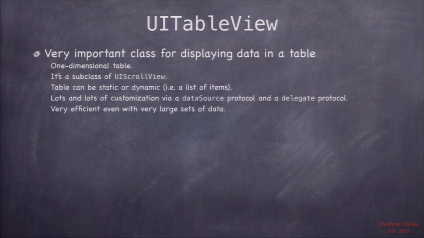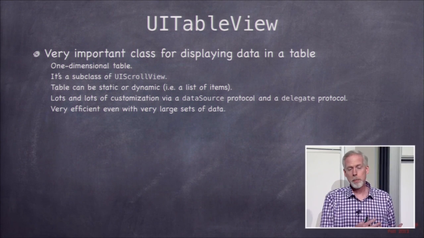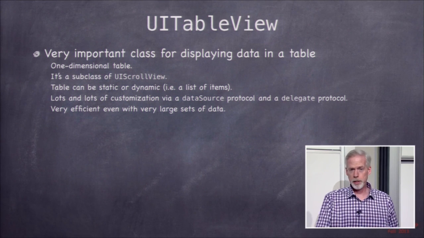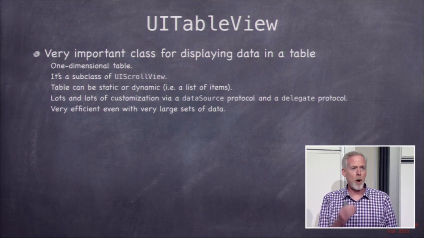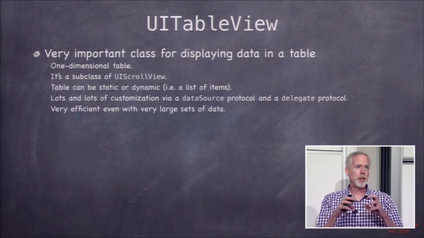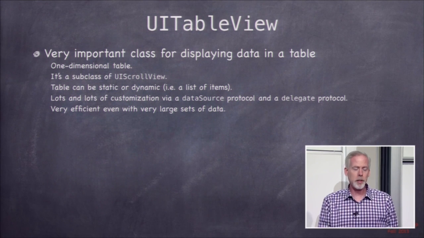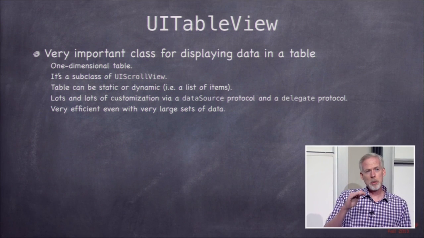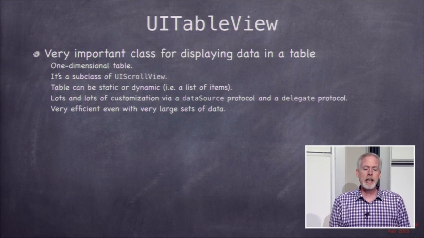So let's dive right into table view. This is a very important class because a lot of times the data that you need to display in your applications comes in the form of a list. Okay, and table view is basically a list view. It's a list of items. It's one-dimensional in that it's not like a matrix or a spreadsheet or something like that. Although it can be divided into sections, which gives it a little more dimension.